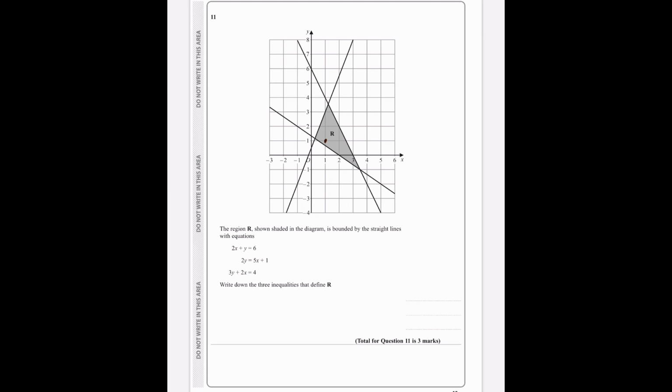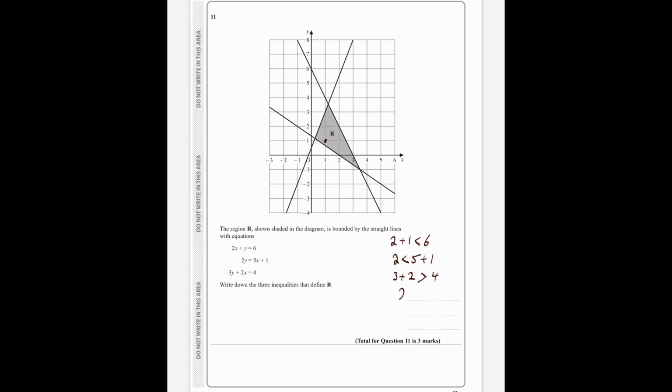Question 11, it gives us the equations of the lines, so actually I'm just going to carry out a point test. We know that the point (1, 1) is within the region, so I'm going to take each of the 3 equations and substitute 1 into them. So the first one was 2x plus y equals 6. Well, when x and y are both 1, we get 2 plus 1, and 6.